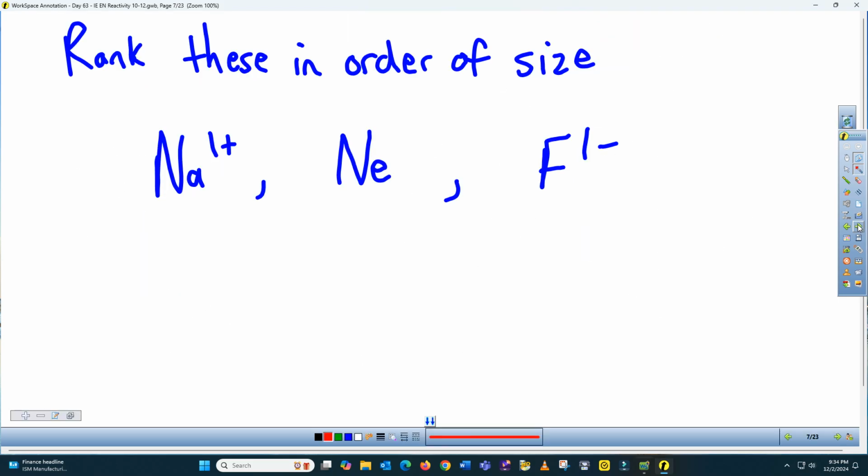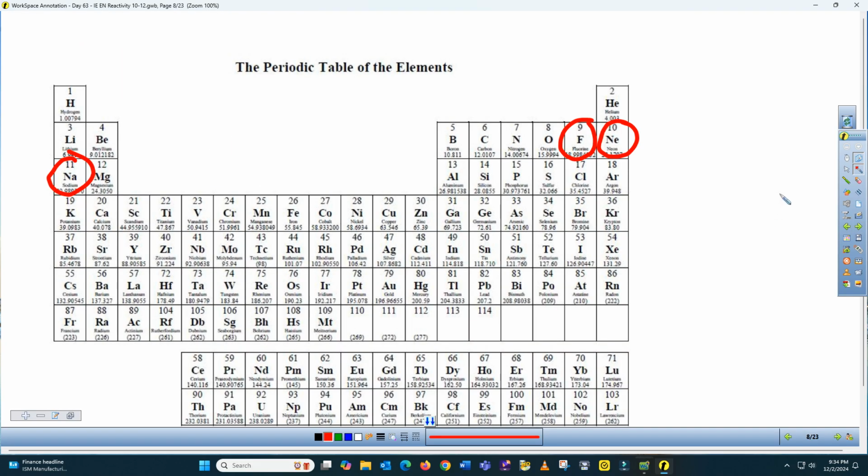All right, so you might see a question like this. Compare the size of, hey, this, this, and this. So sodium +1, neon neutral, fluorine -1. So we have 3 different elements. One has a positive charge, one has a negative charge, and one is neutral. So how in the world could you answer this question? There has to be something common about them, something that you can use for a basis of comparison.